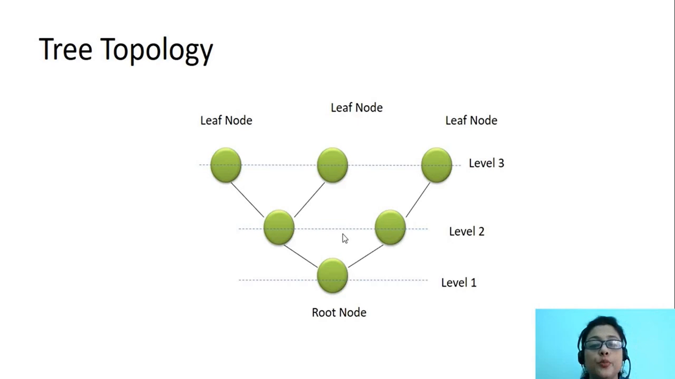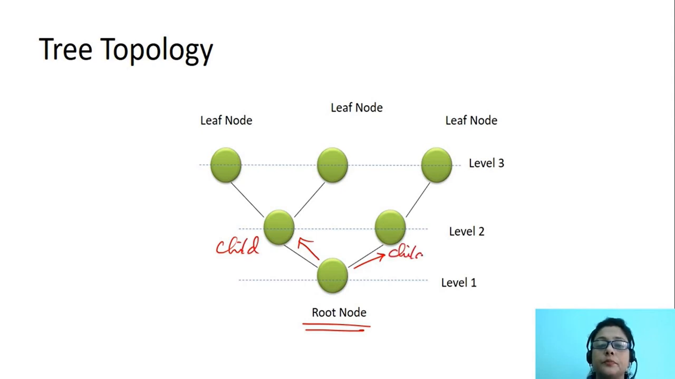Next we come to tree topology. In tree topology, the nodes are connected in the form of a tree. We can see that there is a root node, and from the root node, several child nodes are forked. So this root node is at level 1. The first level child node is at level 2. And each child node can fork their another child nodes, like these are called the leaf nodes.